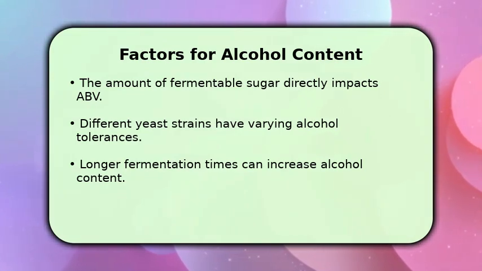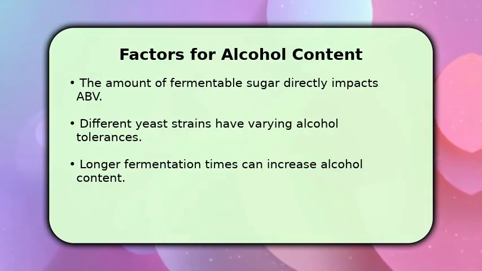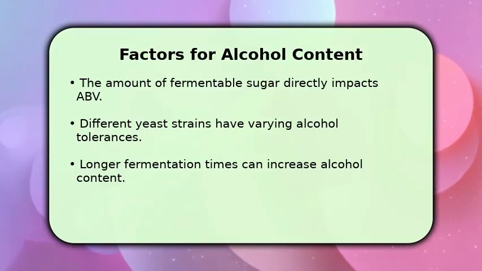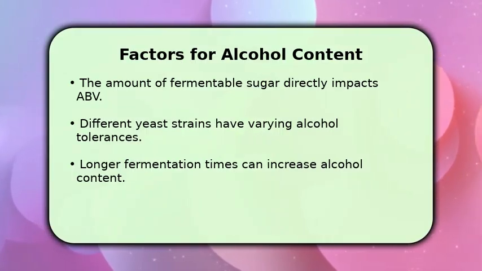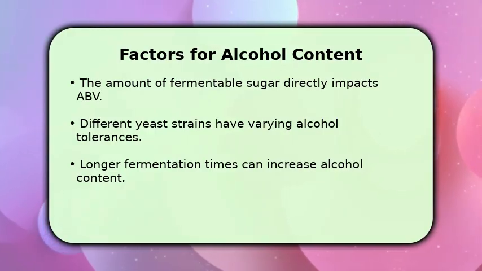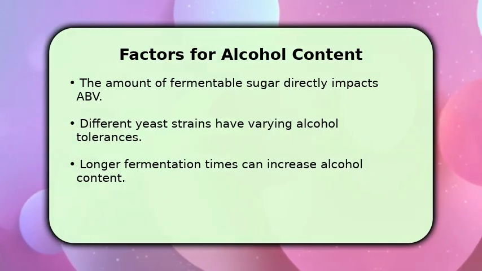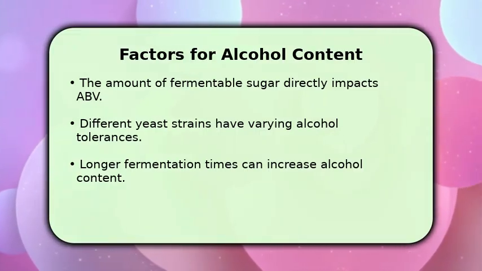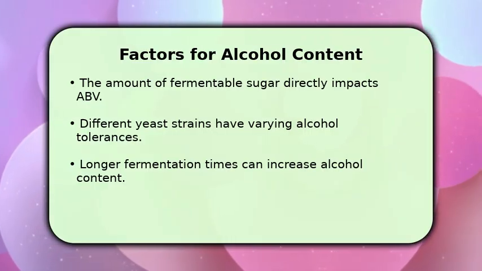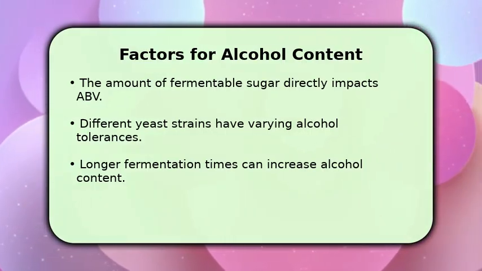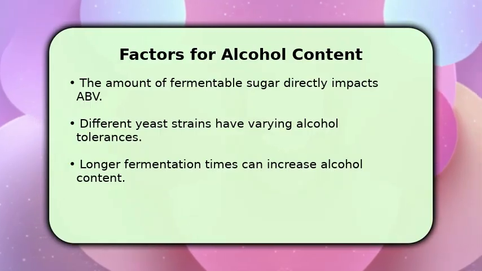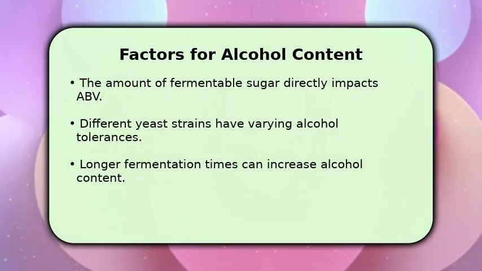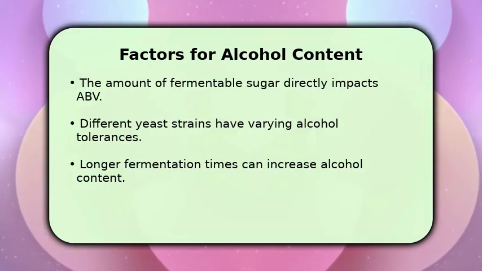Several factors influence the final alcohol content of your beer. The initial amount of fermentable sugars in your wort is the biggest driver. More sugar means more potential alcohol. The specific yeast strain you choose also plays a significant role, as some can tolerate and produce higher alcohol levels than others. Additionally, the fermentation time and even the mash temperature during the initial brewing steps can affect how much sugar is converted, ultimately impacting your beer's ABV.